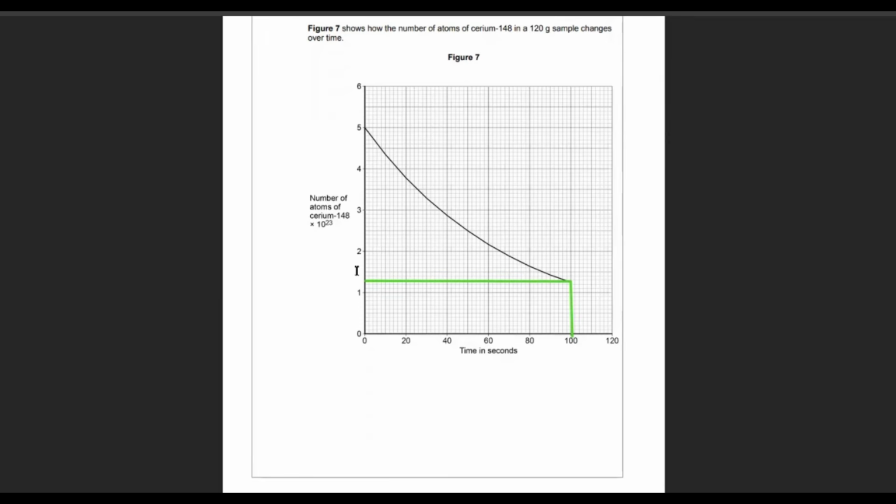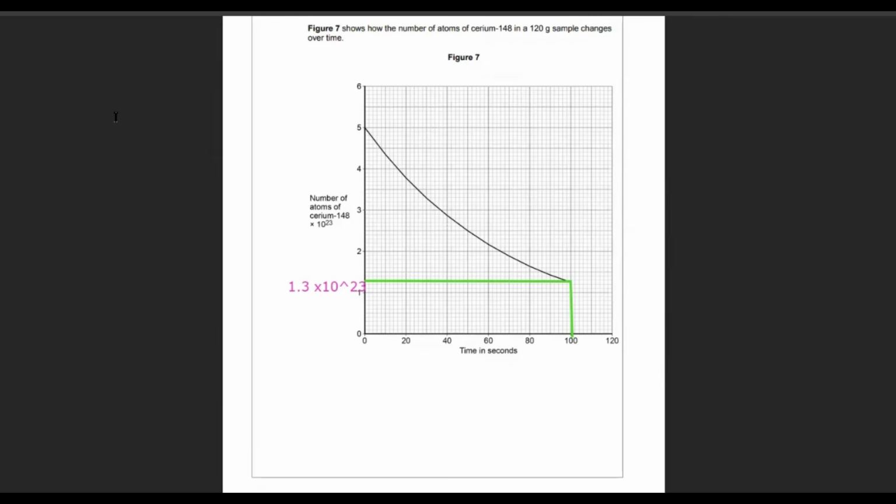So at 100 seconds old, the number of atoms is 1.3 times 10 to the 23. So that's the number of atoms when it's 100 seconds old. How many atoms would be left when it is 350? Well, I'm going to have to know the half-life in order to do this. So this is quite tricky. I'm going to have to work out the half-life.